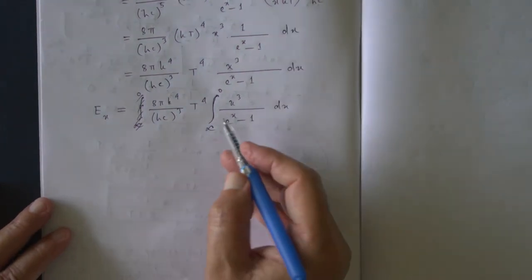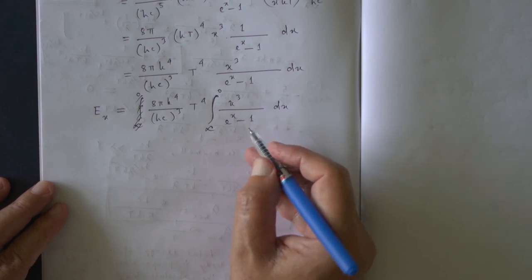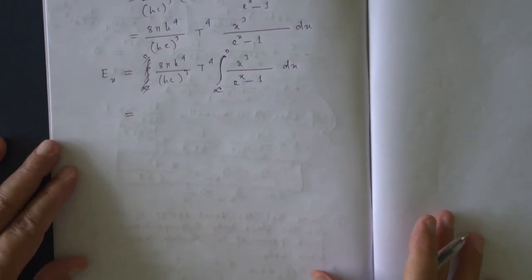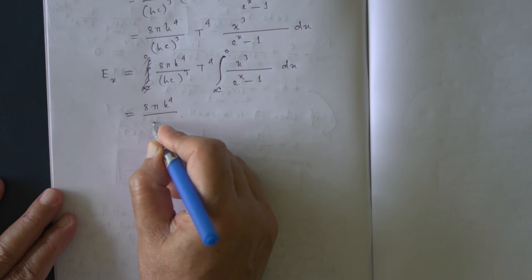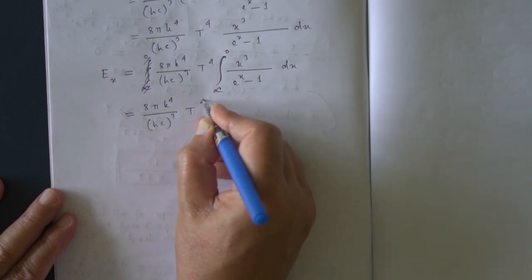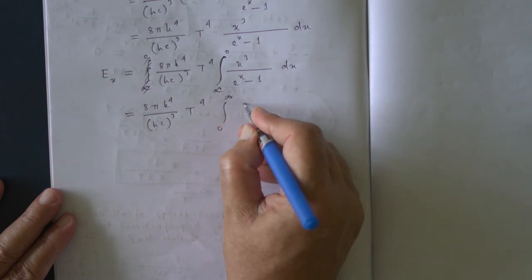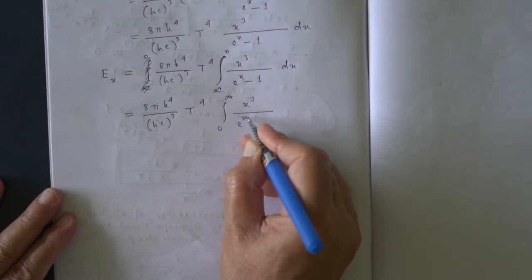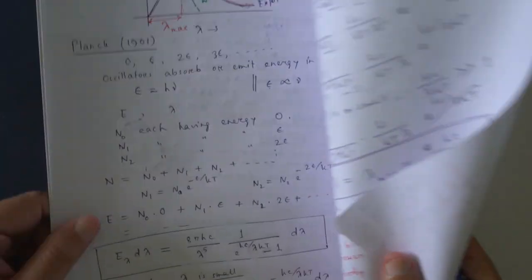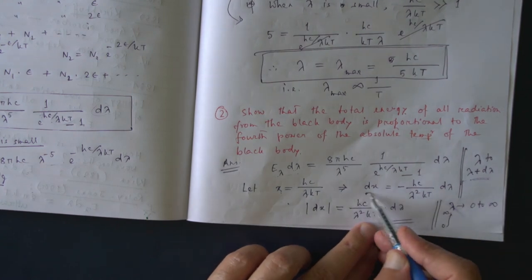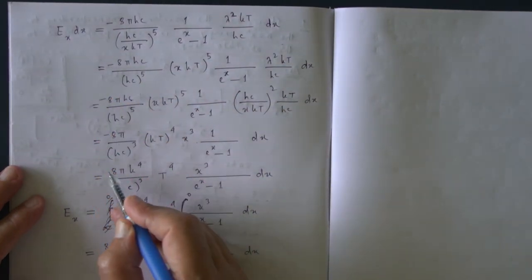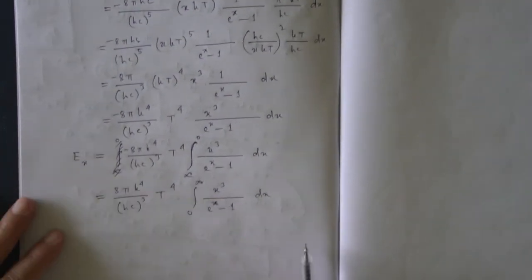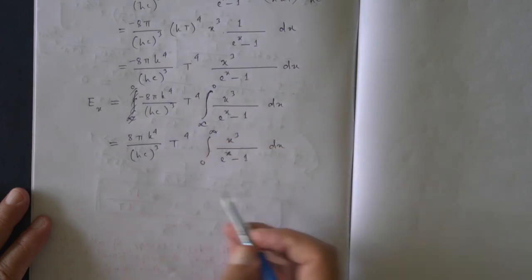Now, since we are interested in energy only, we can roughly write it like this: 8 pi k to the power 4 by hc cube, T to the power 4, integral from 0 to infinity of x cube by e to the power x minus 1 dx. Or we can also do it like this: it was minus dx, so if we write minus here and reverse the integral limit, it will be plus.